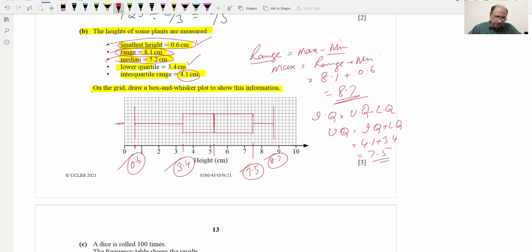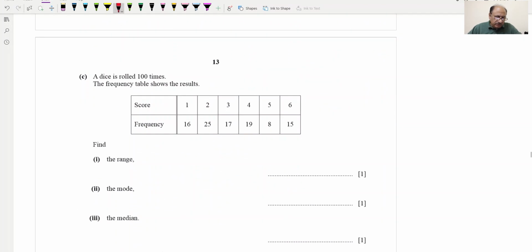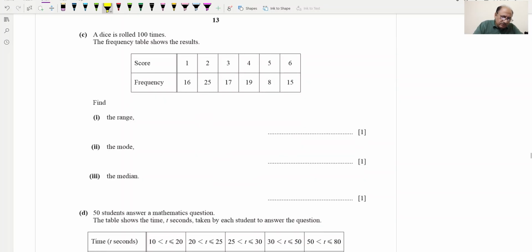Hopefully you understood everything. Now this is C part. C part says a dice is rolled 100 times. The frequency table shows the results. Find the range. Range will be maximum minus minimum. Maximum score is 6, minimum is 1. So 6 minus 1 will be equal to 5. So the range is 5, 1 mark part.